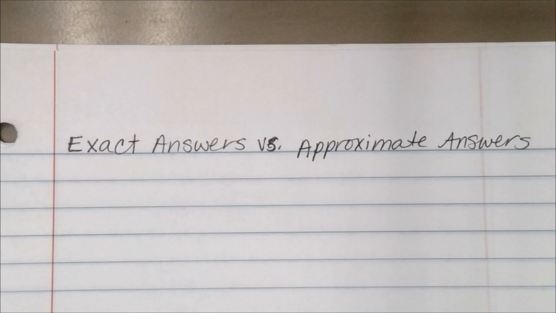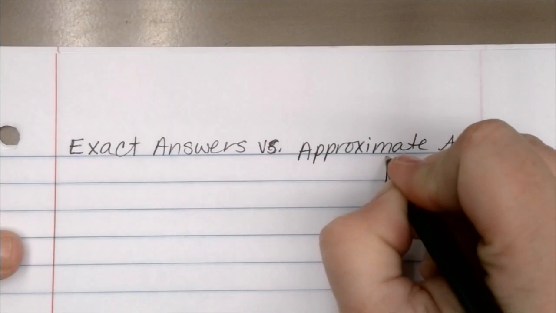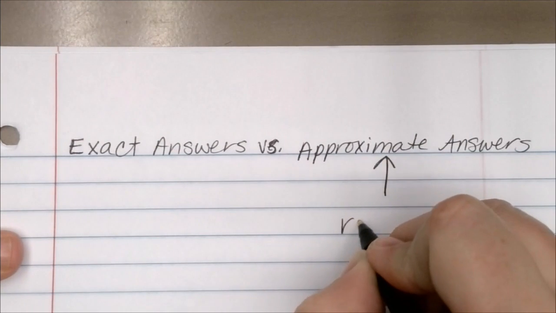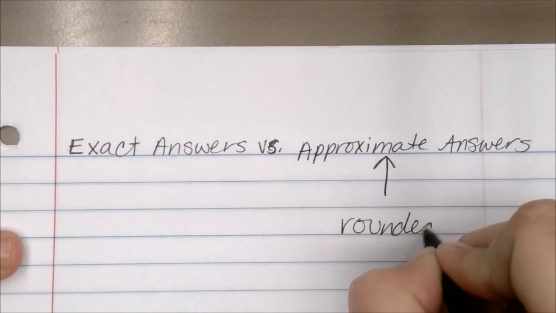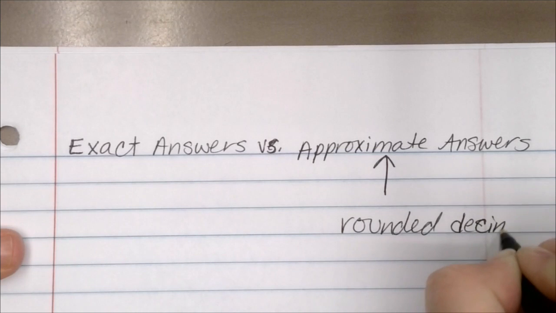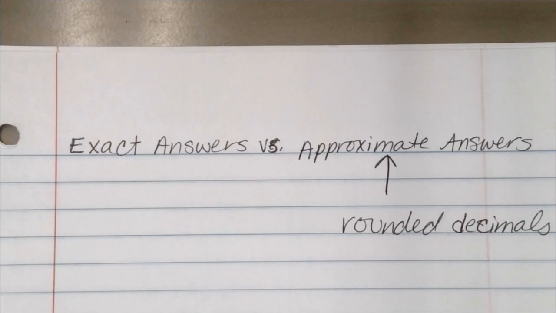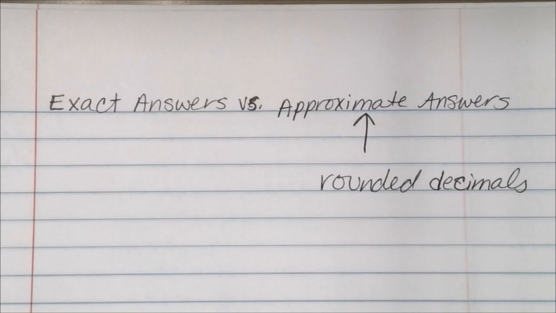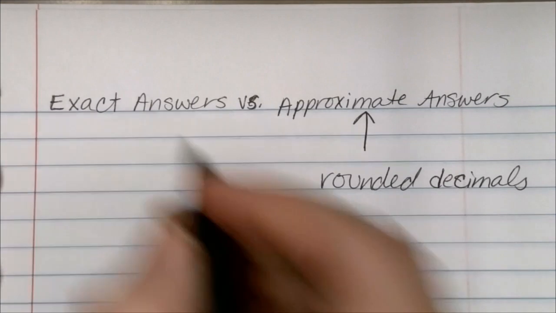Approximate answers are always rounded decimals. I say always, and that's not entirely true because there is this thing called estimation, which might not be rounded decimals. But for our purpose, answers are always rounded decimals. Exact answers could be nice numbers, and that's the Franken way of saying whole numbers. Like 5.